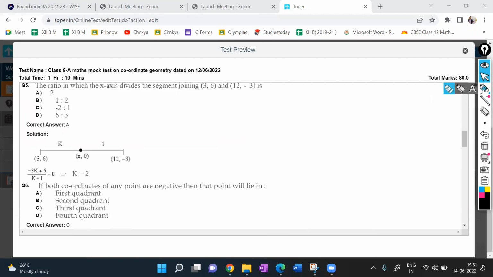Next, the ratio in which the x-axis divides the line segment between this and this. X-axis is nothing but the coordinates are going to be x comma 0. On the x-axis, the y coordinate will be 0. So x comma 0 here, and a point given to you this one, b point given to you this one. Use the section formula. Here we'll use internal division.